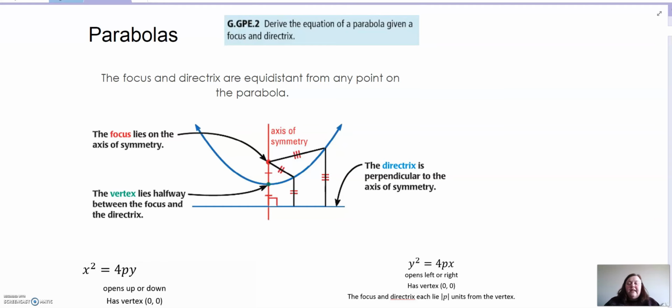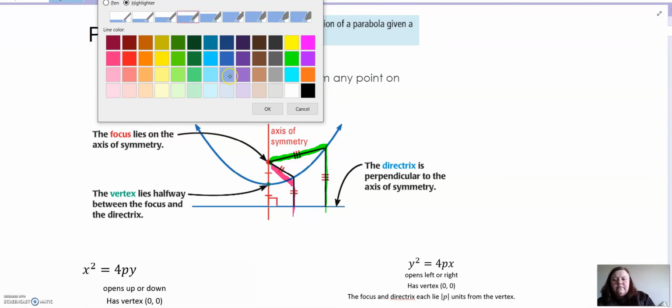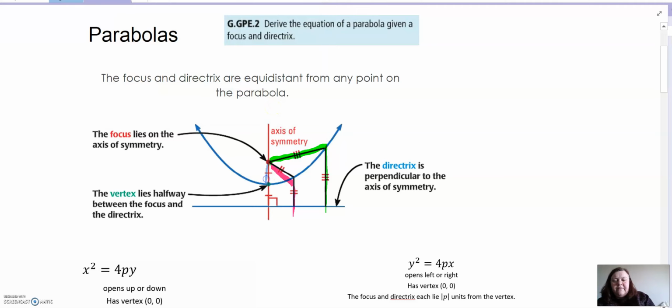Now the directrix is a line perpendicular to the axis of symmetry. So the axis of symmetry in the picture is going up and down, and our directrix is going left to right. Now if we were to connect a point on our parabola to the focus, and then from that same point on the parabola go down to the directrix, those values are going to be congruent to each other. In other words, this segment here is congruent to this segment. This segment is congruent to this segment. And finally, this segment here, if we connected it to the vertex, those are also equivalent to each other.